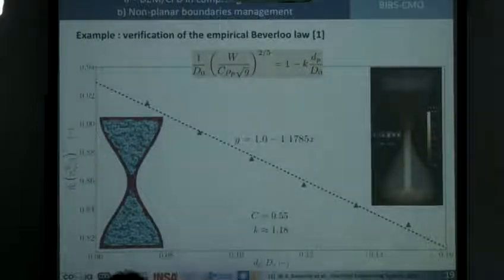So we did this run on an hourglass. Here are presented 6 simulations for 6 different particle diameters. And you can see that for these sets of parameters, which are quite consistent compared to what we can find in the literature, we obtain a good tendency.